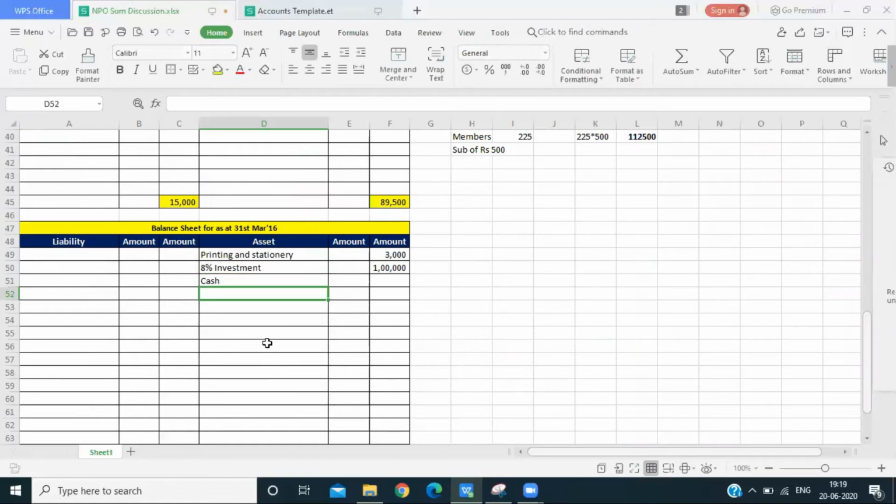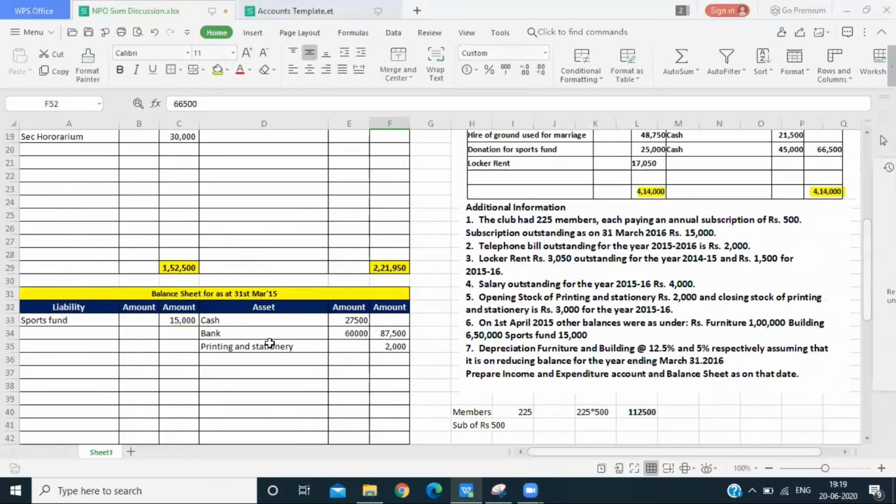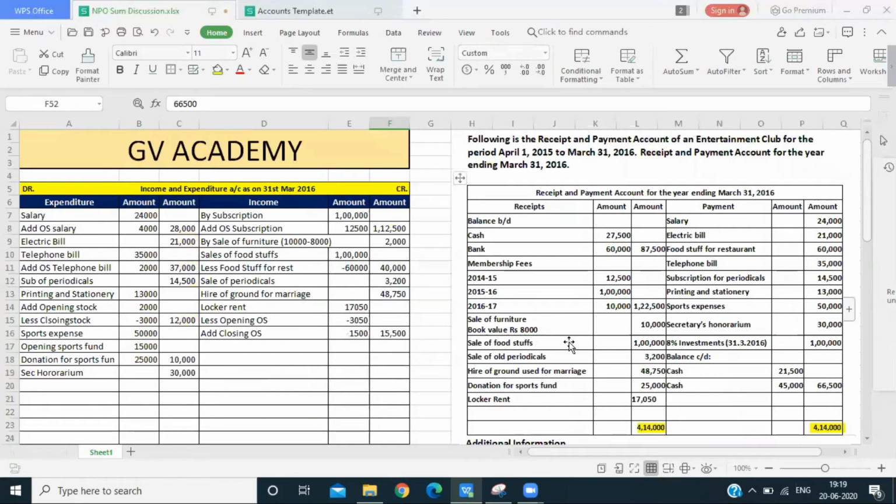We have a cash balance of rupees 21,500 and bank balance of rupees 45,000. So in total, we have a balance of 66,500 rupees. So as far as this receipts and payment account, we have done the adjustment to all the items. So now let us see any other.